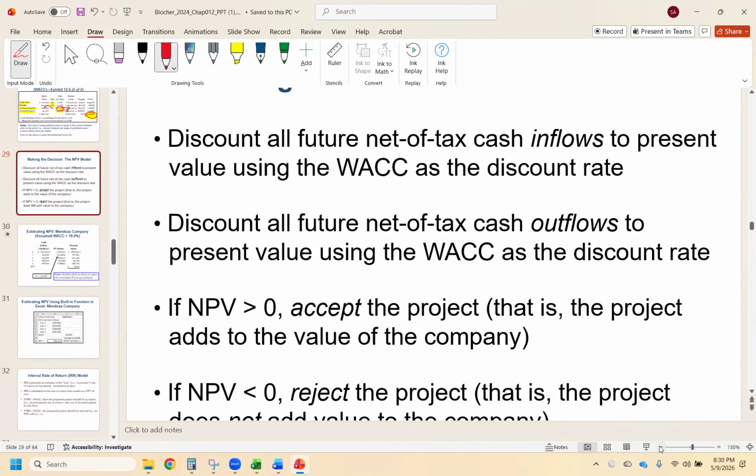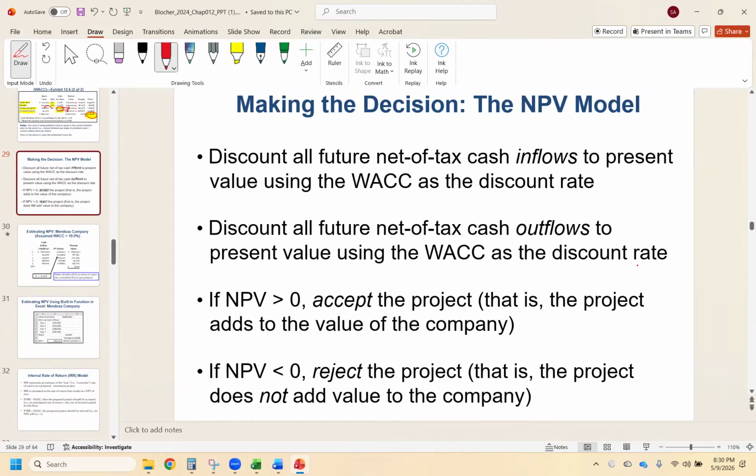Okay, so moving on. Making the decision, the net present value model. Net present value means that you have discounted all of the cash inflows, discounted all the cash outflows, and then add them together or net them. So net means you take a positive and a negative and you combine them, and then you have a net number. And so if you have a positive present value and a negative present value and you combine them, then you have net present value. So that's what NPV stands for, net present value.